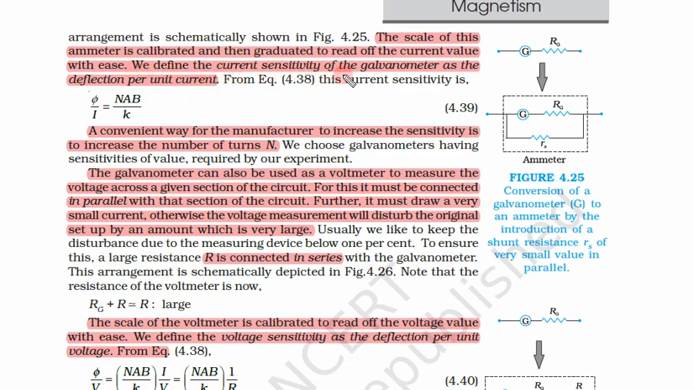We define the current sensitivity. Now what is the current sensitivity of the galvanometer? The current sensitivity of the galvanometer is the deflection per unit current. So deflection is phi, this current is I. So this is the current sensitivity.